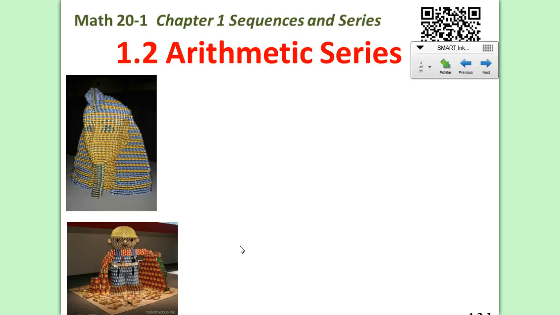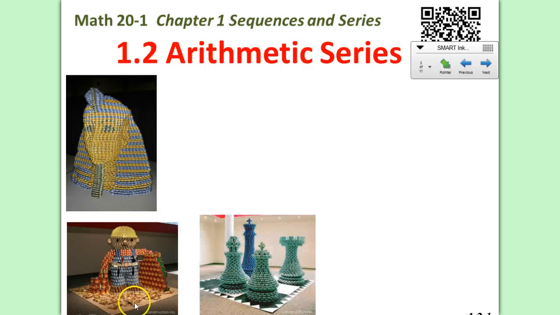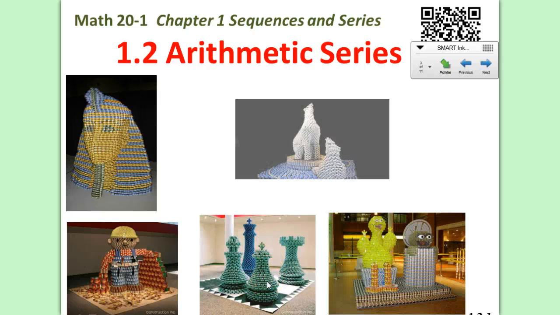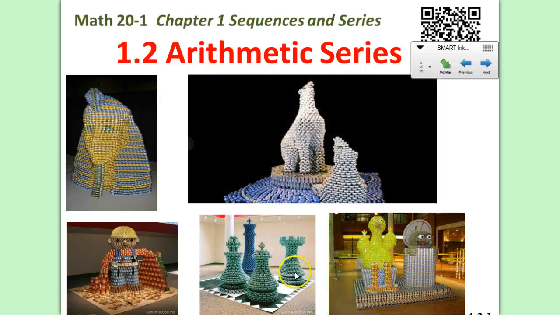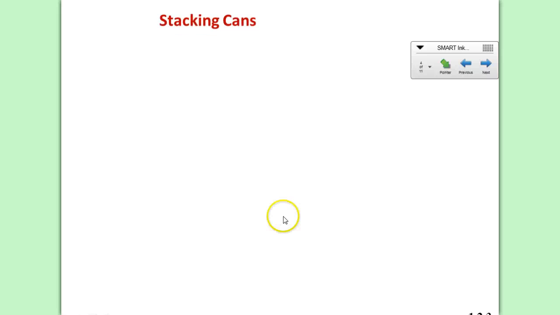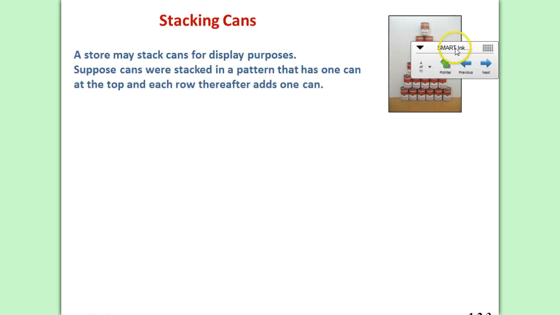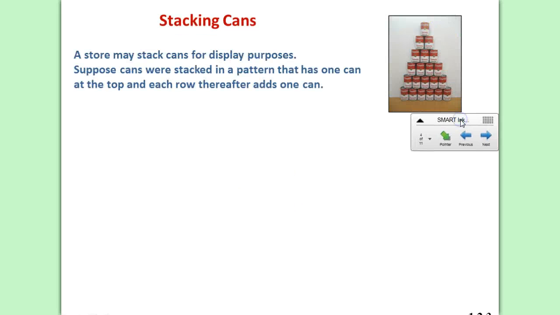What we're going to look at now is this Pharaoh's head built of cans, or this Super Mario, or these chess pieces. What are the patterns, what are the arithmetic sequences of the rows of cans, and how many cans would it take to build these objects totally? Maybe we could have a project on that. So we start by looking at stacking some cans. If we think of a stock boy at Sobeys building this Campbell's soup can display, how many cans would it take? How many cans are in each row versus what is the total number of cans in all the rows?